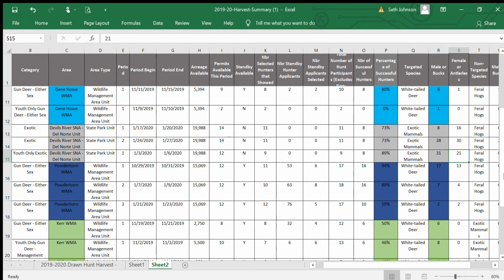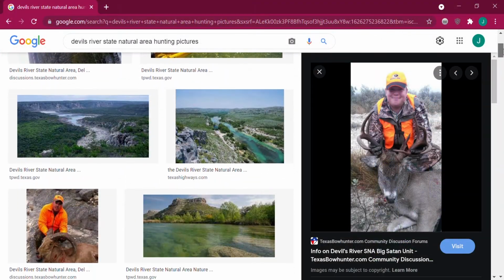19,000 acres of land, 73% success rate, 8 bucks, 16 does. Look here, between 12/4 and 12/7, 28 bucks for exotic animals, 30 does. Between 1/3 and 1/6, 31 bucks, 21 does and antlerless. Now we're talking about 70 plus, 80 plus percent success rate in a lot of these time periods. That is an incredible hunt for you to apply for.